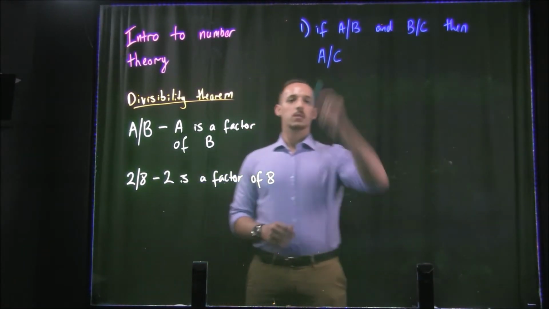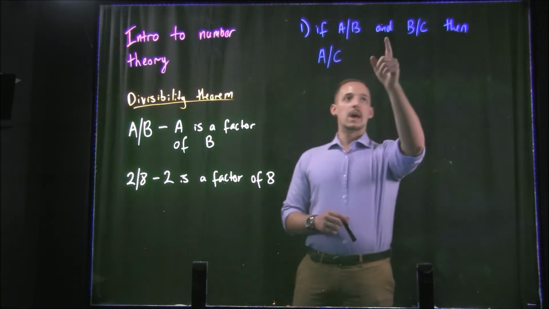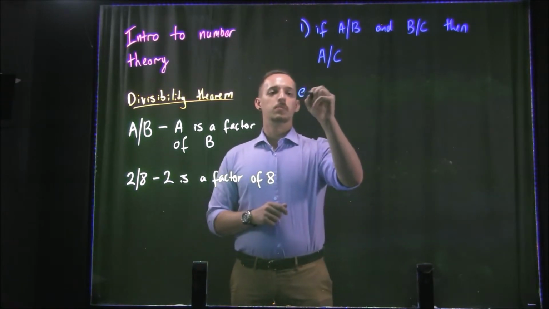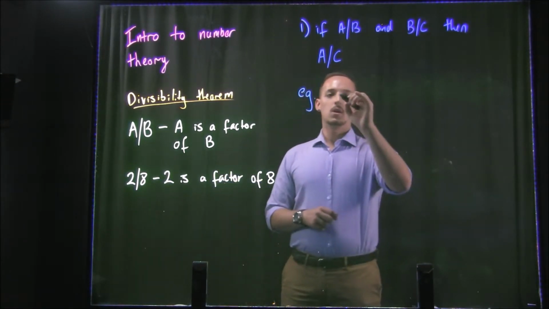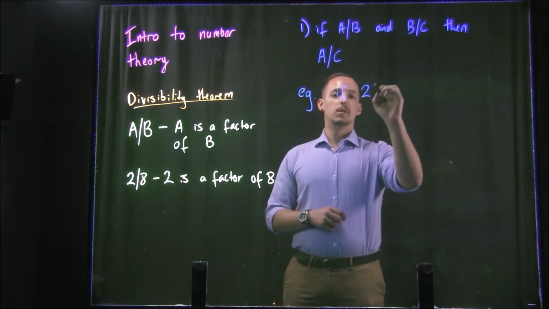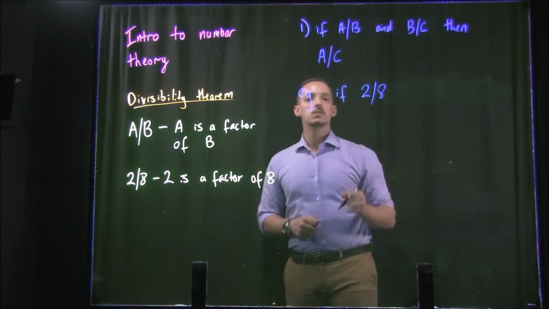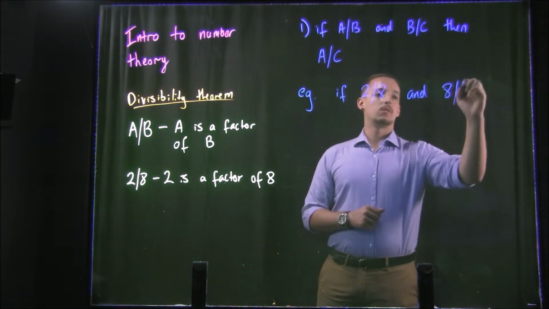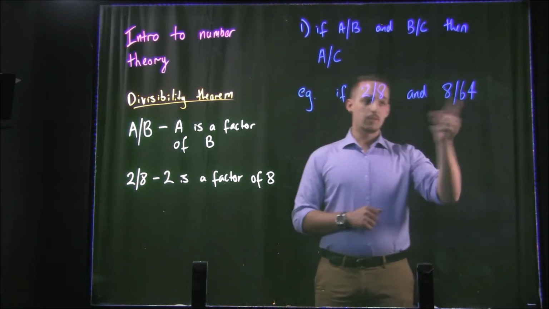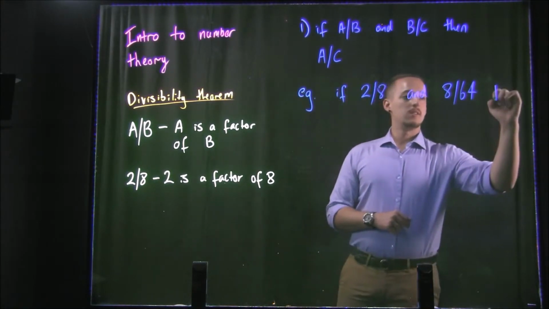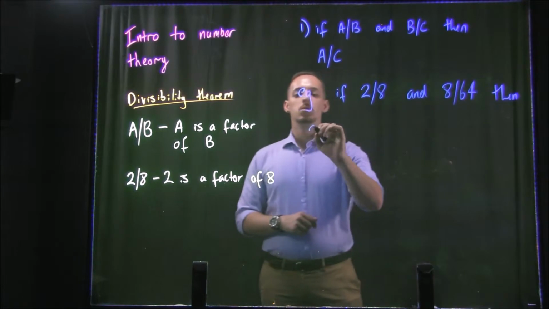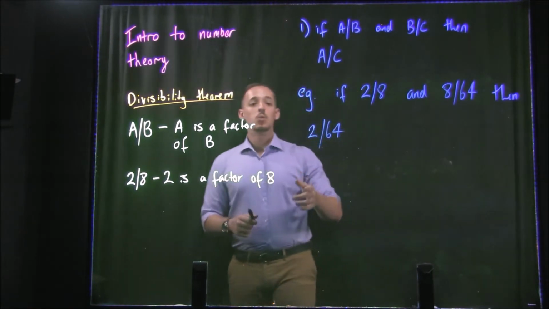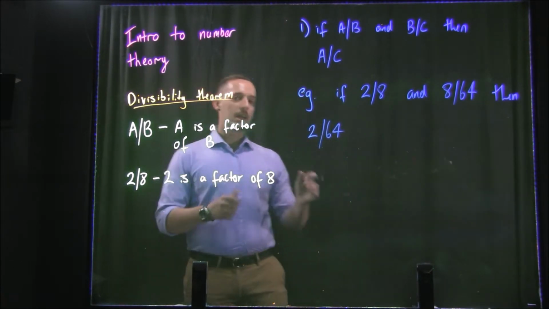Alright, so our first one. If A is a factor of B and B is a factor of C, then A is a factor of C. First example. If 2 is a factor of 8, which we know it is, because 8 can be divided by 2, and 8 is a factor of 64, which it is, 64 divided by 8 is 8, then 2 is a factor of 64, which again, we can divide 64 by 2 and get 32.